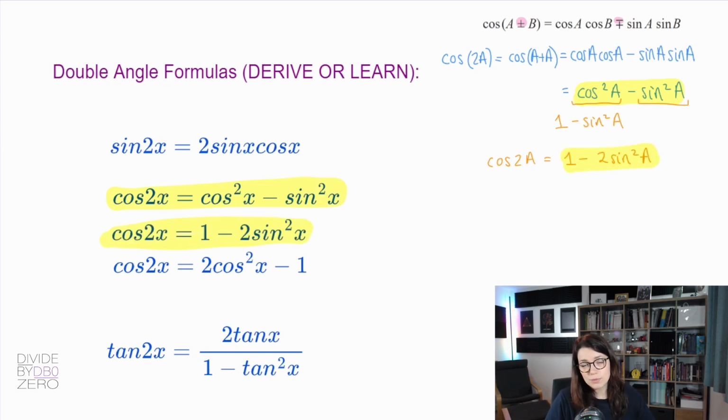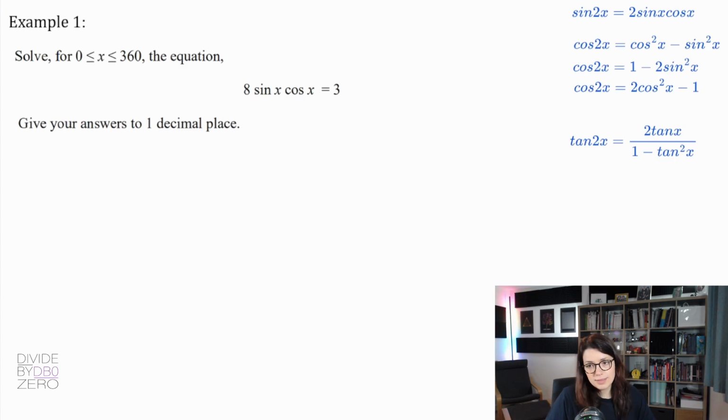Those are just a couple of examples, but the other formulas can be derived in a really similar way. Now let's look at some examples. Example 1, solve for x between 0 and 360 this equation, give your answers to 1 dp.